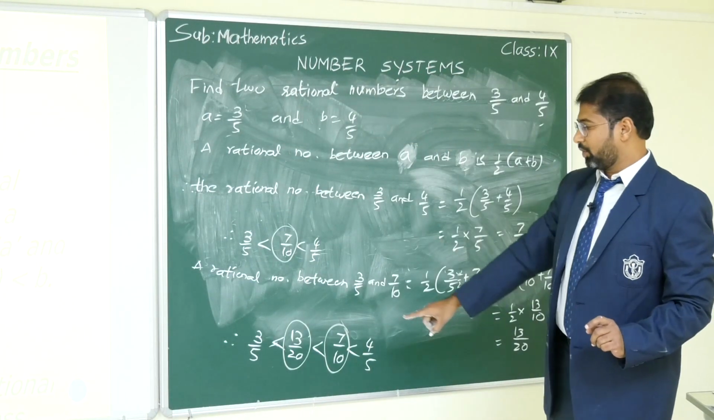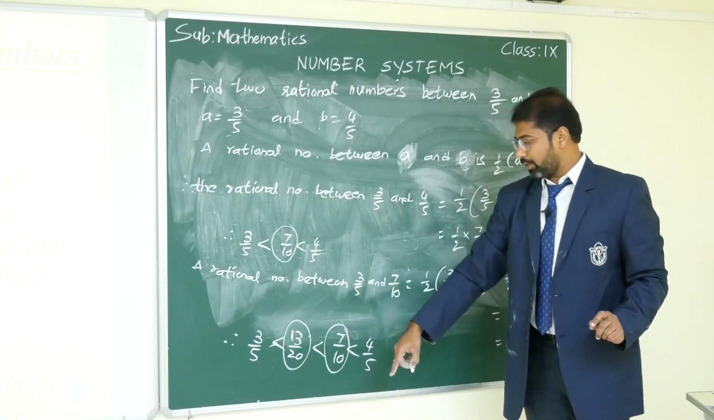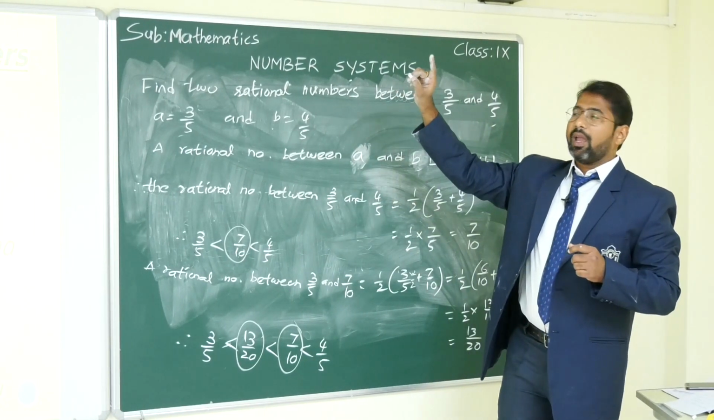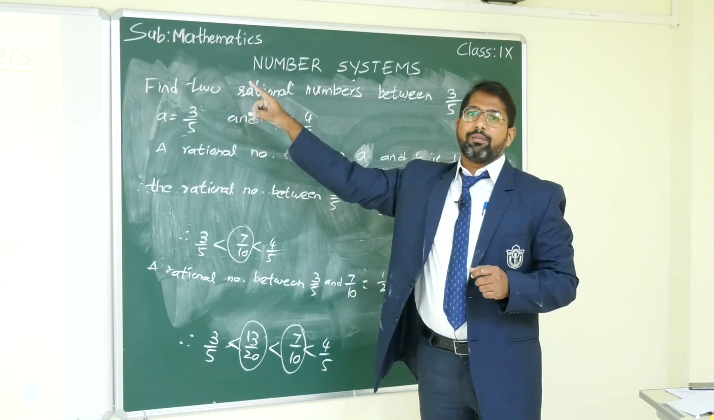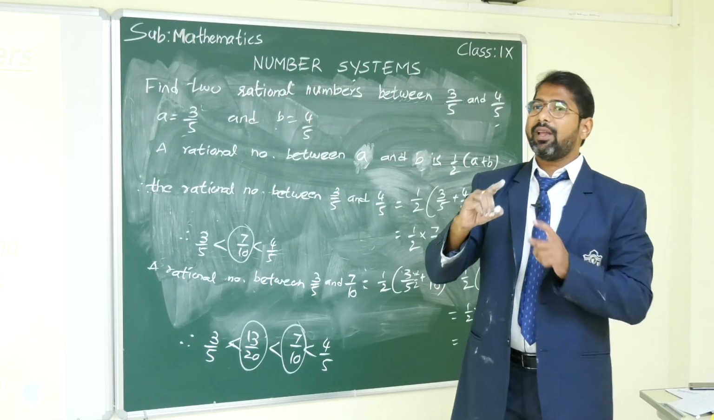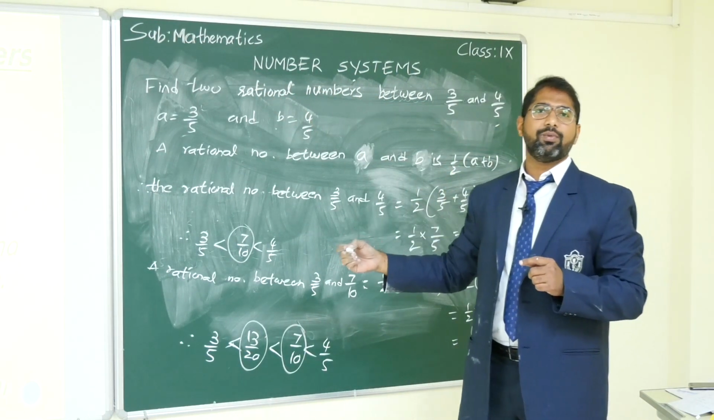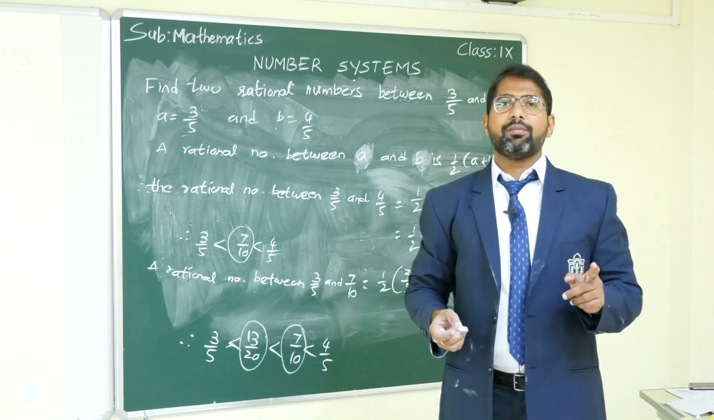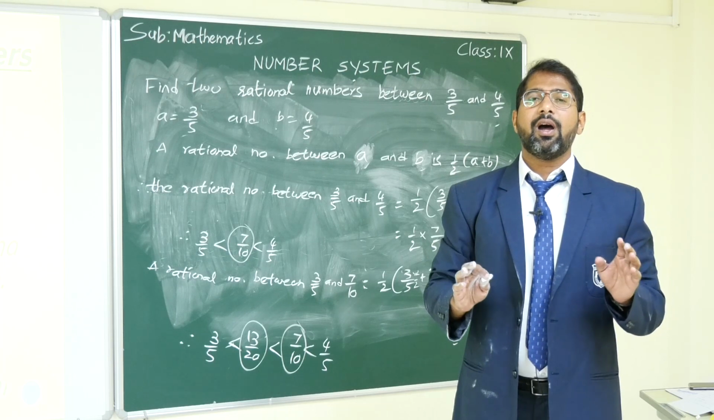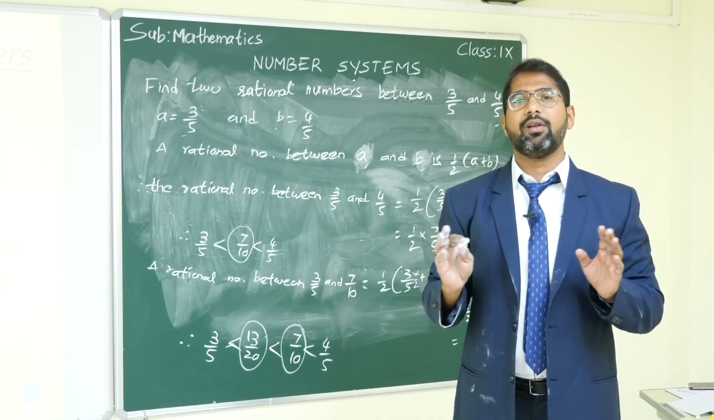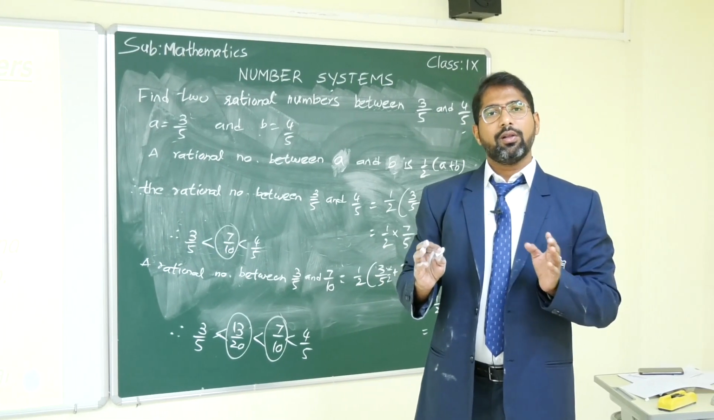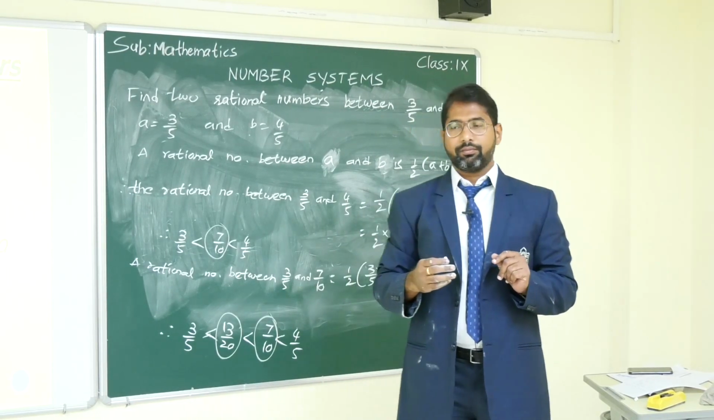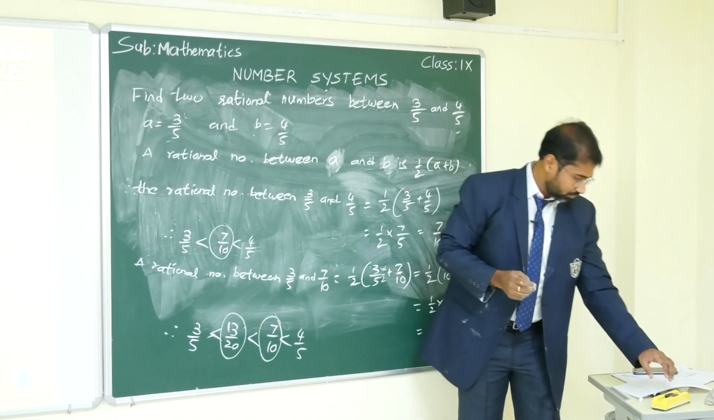You can see here I have inserted two rational numbers, 13 by 20 and 7 by 10. In the same problem, I inserted 5 rational numbers using method 3. There the answer was different and here the answer is different. As I said, between two given rational numbers, we can insert an unlimited number of rational numbers. So the answer may vary depending on the method.